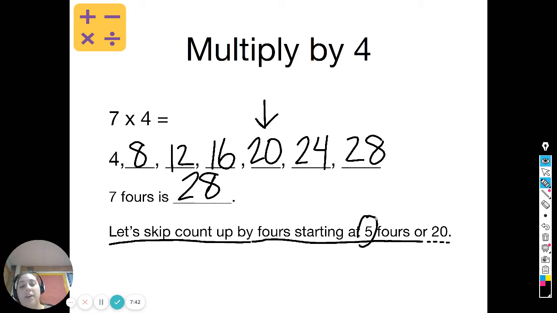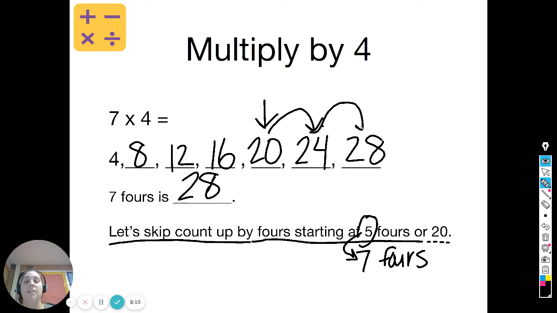If we start at 5 fours and we need to get to 7 fours, how many times do we need to count up from 5 to get to 7? Well, 5, 6, 7. We have to count up 2 times. So we're going to start at 20 and count up 2 times. Ready? 20, 24, 28. So we counted up 2 times by 4s.